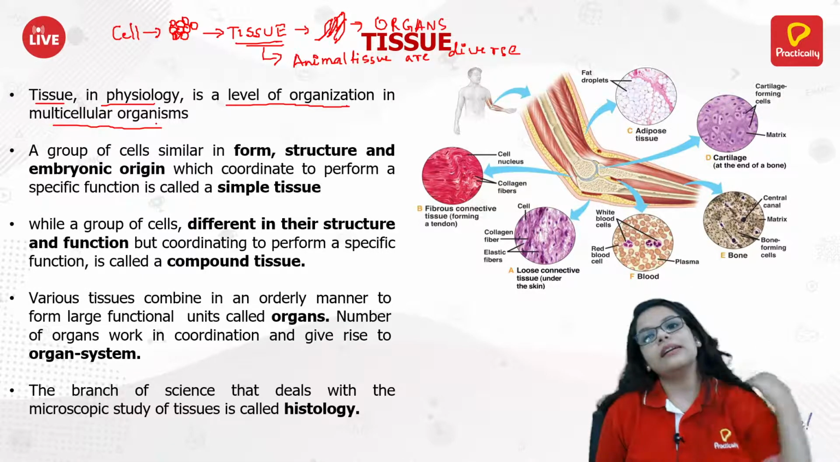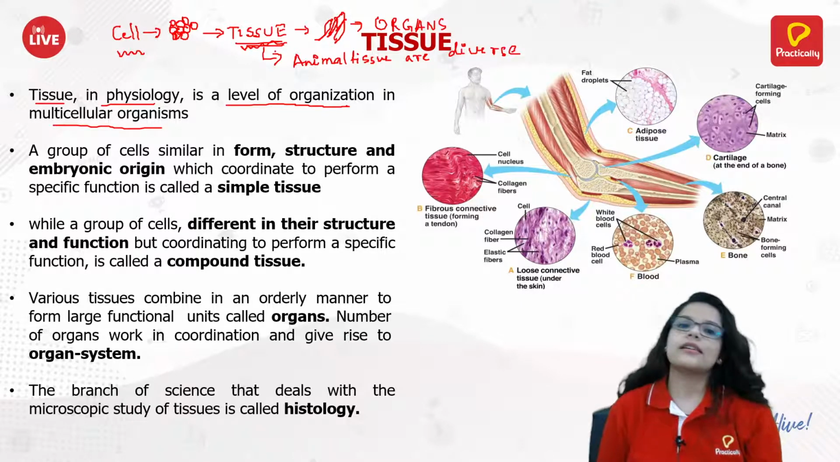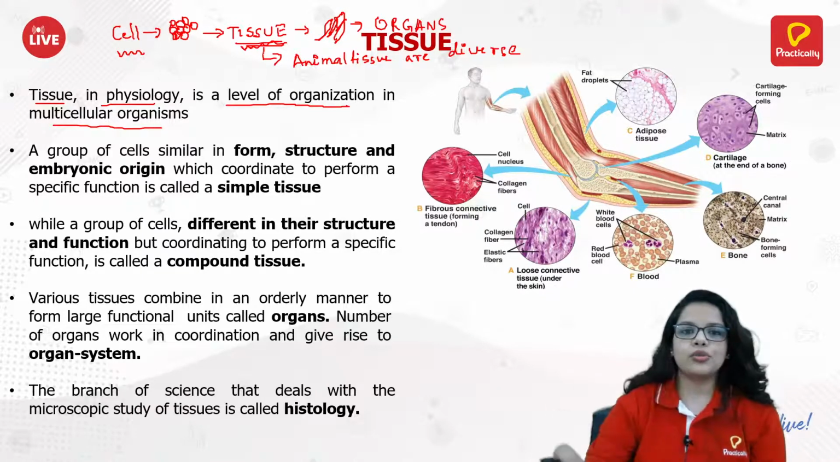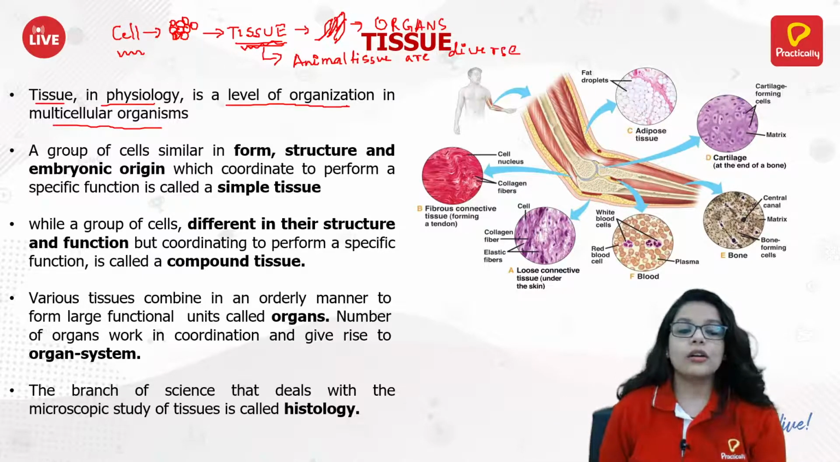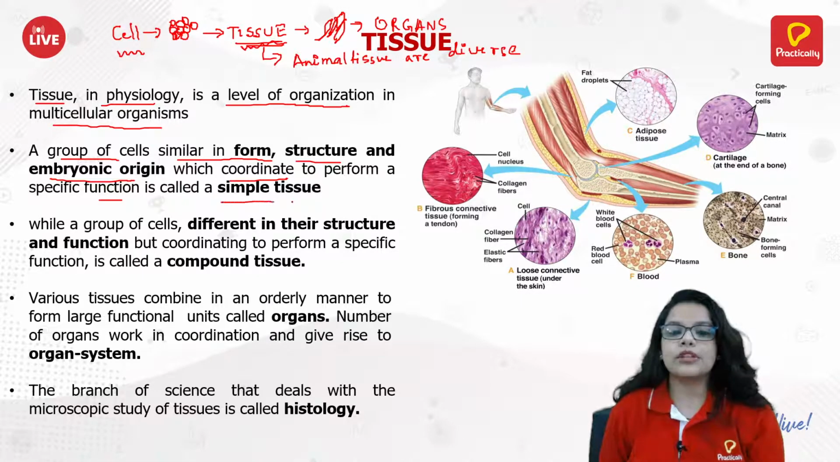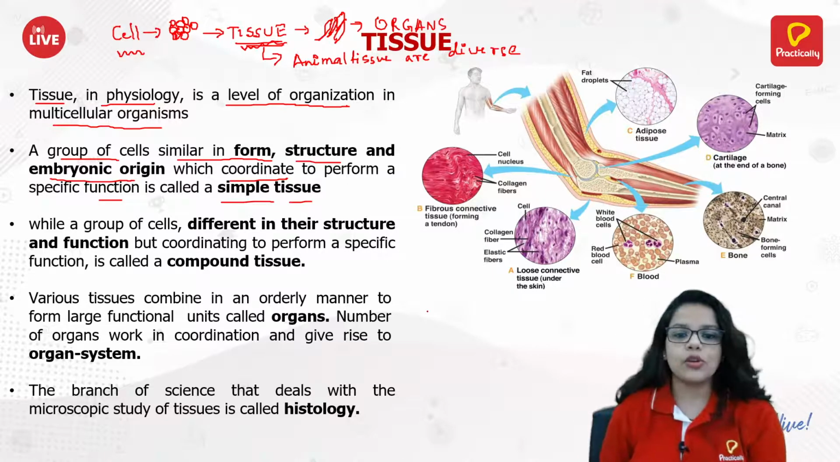Okay, so it is a level of organization. As I said, the first level of organization is the cell. The second level of organization is tissue. Cell, tissue, organ, system, body. A group of cells similar in form, structure and embryonic origin, which coordinate to perform a function, is called simple tissue. As I said, the cells can be different also, cells can be the same also.